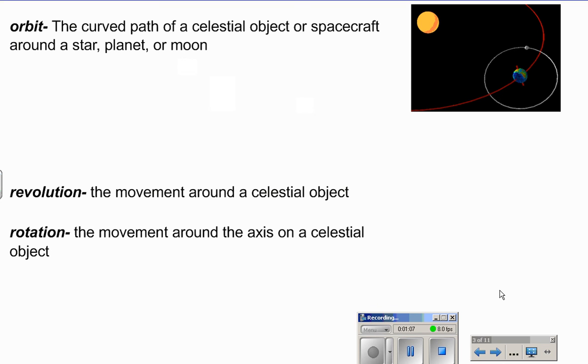The second orbit is the red. We can't see the whole orbit, but it shows how the Earth travels around the sun. Revolution, the movement around a celestial object. Rotation, the movement around the axis on a celestial object. We're going to take some time and watch the Earth revolve and rotate, because these words often get confused.